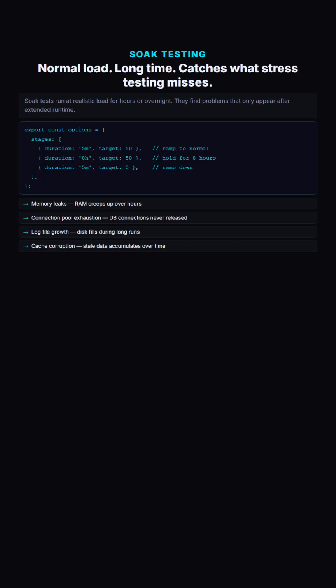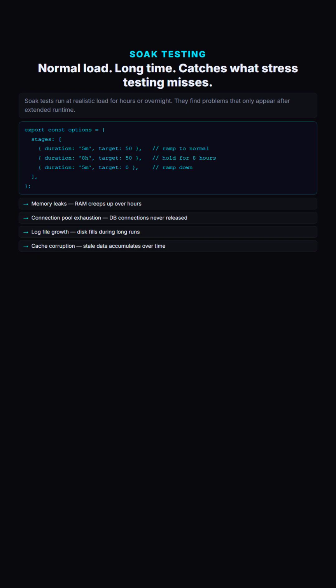A database connection that is not properly returned to the pool on certain code paths, maybe a code path that only runs occasionally, will gradually exhaust the connection pool over hours of sustained traffic. Log files that are not rotated will eventually fill the disk. Third-party API tokens that expire after 8 hours will cause authentication failures if your code does not handle token refresh correctly. File handles that are not closed properly will hit operating system limits after enough requests.